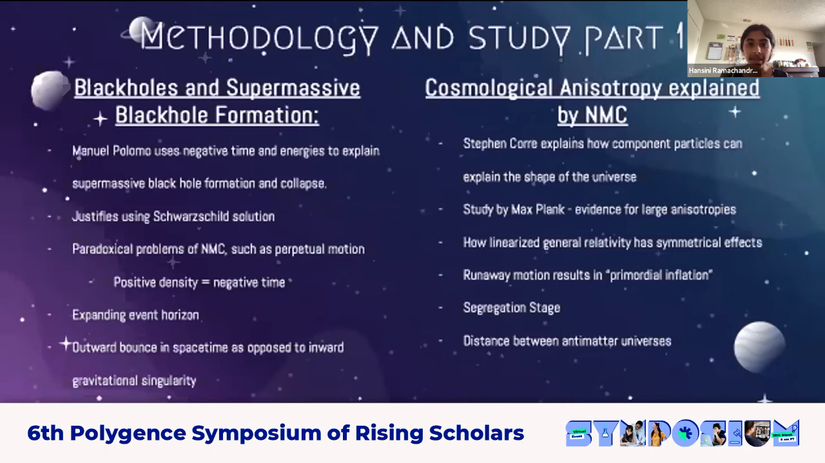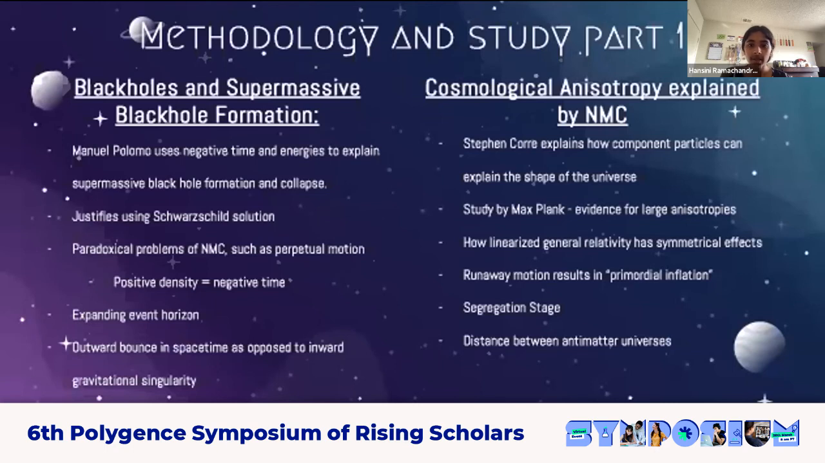The next concept I examined was cosmological anisotropy, explained by NMC. In his paper, Stefan Kor explains how component particles can explain the shape of the universe. He analyzes a study by Max Planck and provides evidence for large anisotropies. He explains how linearized general relativity, although possibly confused with electromagnetism, is different from the latter as it has symmetrical effects.